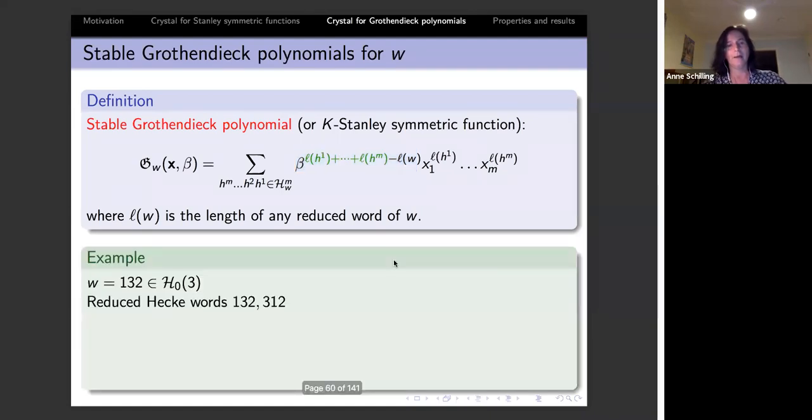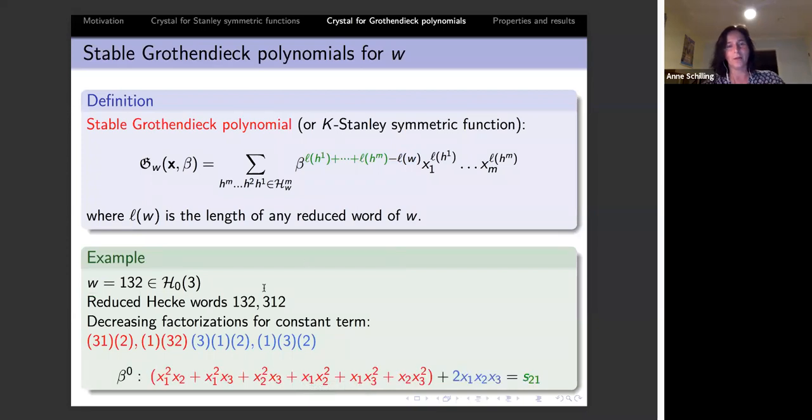Okay, and I think I already talked about this last time. If we take the same W again, then these would be the decreasing factorizations for the constant term. If you add them all up, you get this monomial down here. The red part comes from these two, and the blue comes from these two, and that gives us a Schur function S21.